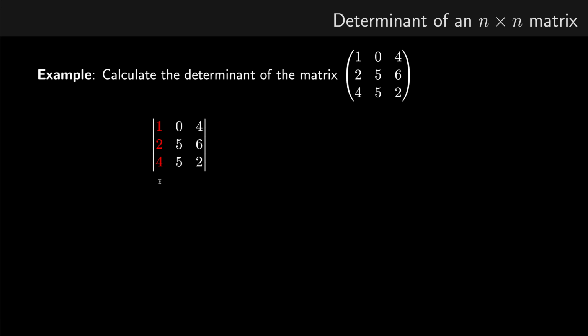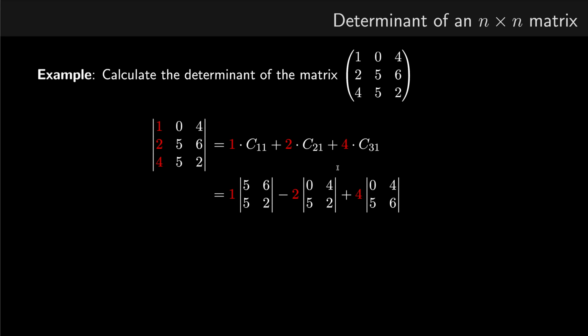I've highlighted the elements on the first column here. We proceed similarly as before. So A11 times C11 plus A21 times C21 plus A31 times C31. If we block off our rows and columns, for C11 we have the 5, 6, 5, 2 as before. For C21 we block off second row, first column, and we get 0, 4, 5 and 2. And for C31 we block off the third row, first column, so we have 0, 4, 5 and 6. If we calculate those 2 by 2 determinants and add them all together, we also get minus 60.